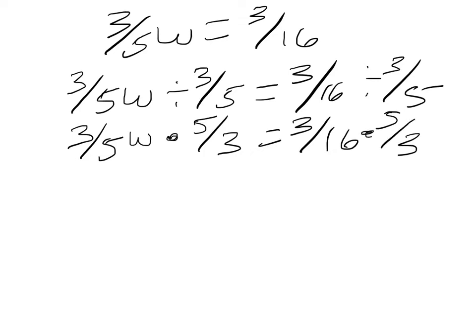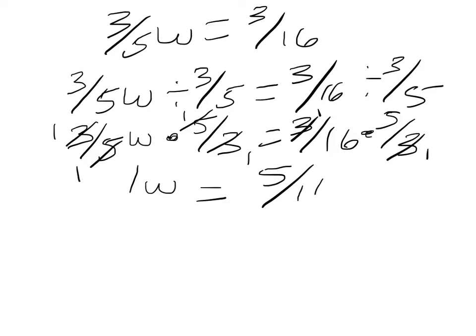We're going to remember to simplify before we multiply. So 3 goes into 3 once, and 3 goes into 3 once. 5 goes into 5 once, 5 goes into 5 once. So we're left with 1 times W equals, and then on the other side we're going to simplify again. 3 goes into 3 once, 3 goes into 3 once, and we're left with 5/16, and 1 times W, using the identity property, is W equals 5/16.